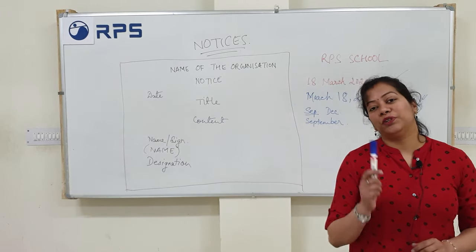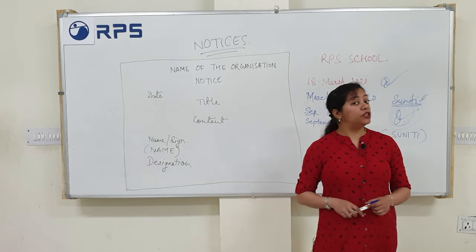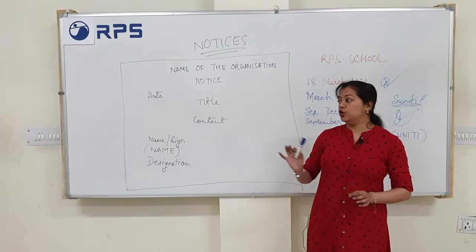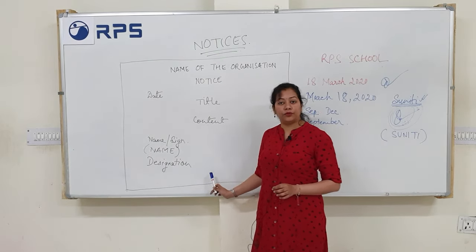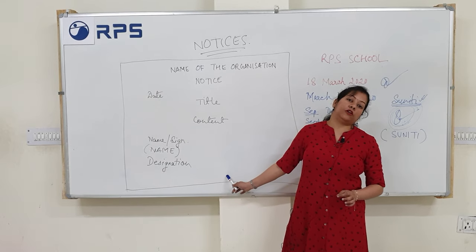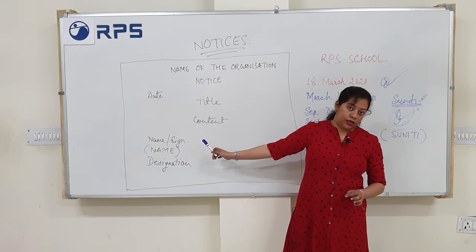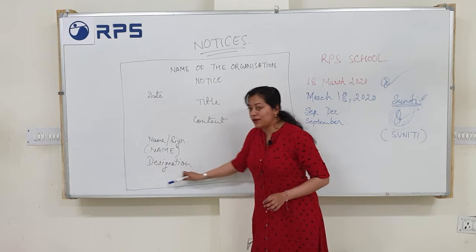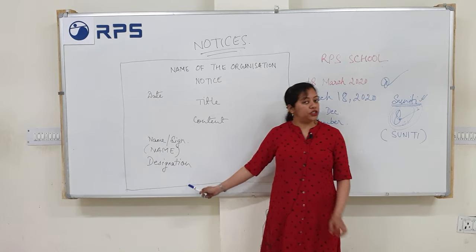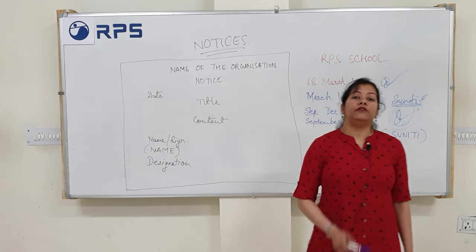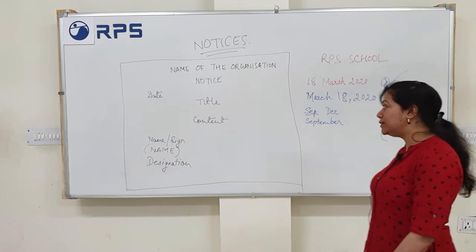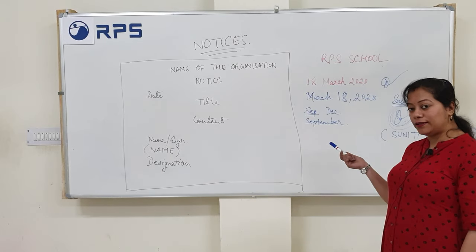सपोज अगर ये क्वेश्चन में गिवन नहीं है, इन दैट केस व्हाट विल यू डू? In that case, you will leave it blank. You don't have to write a designation if it is not mentioned in the question. इसको हम अपने आप से बना के नहीं लिखेंगे. अगर question में mention है, then only you will write the designation. But how to write the designation? Designation हमें कैसे लिखना है?